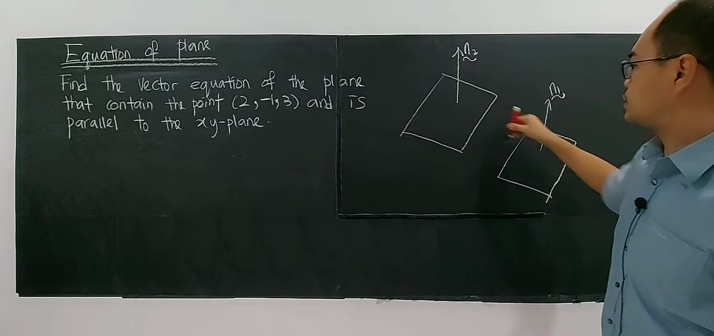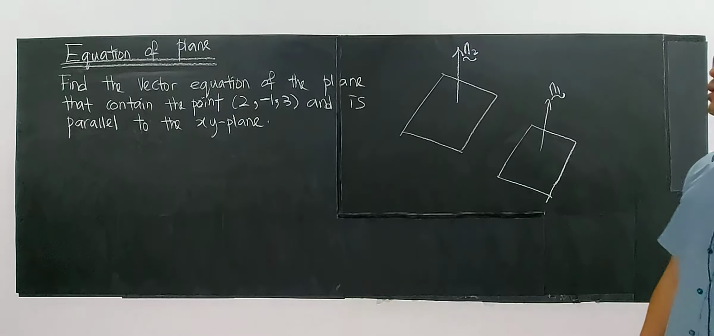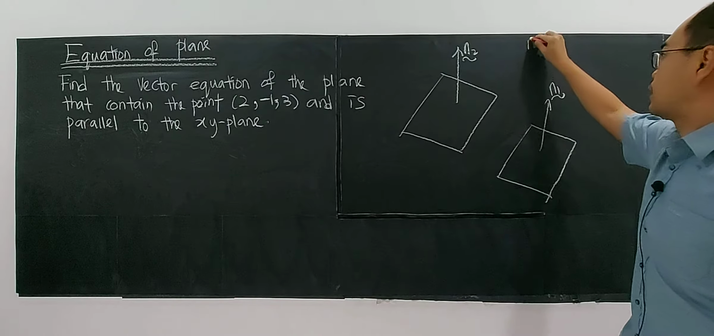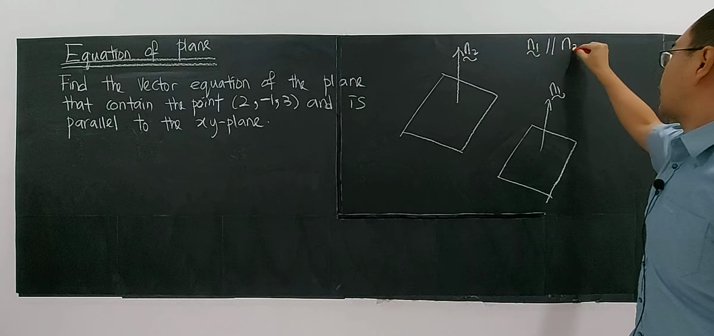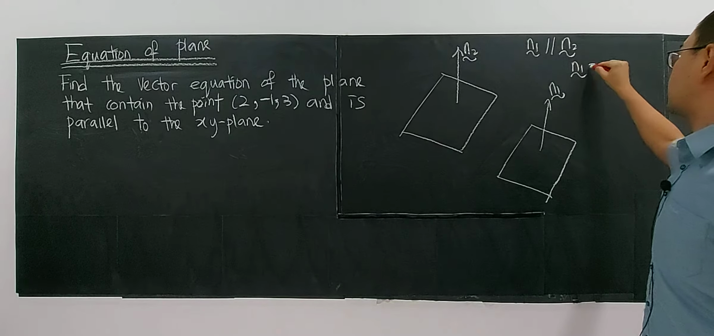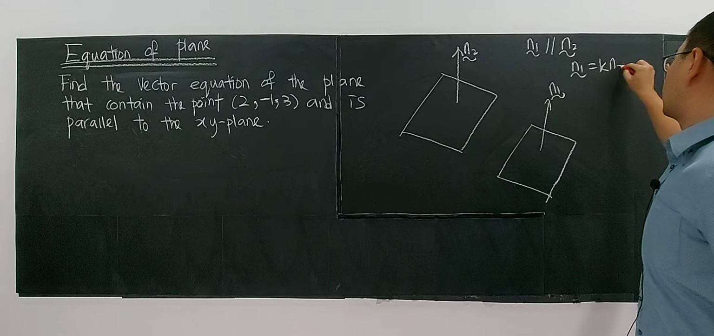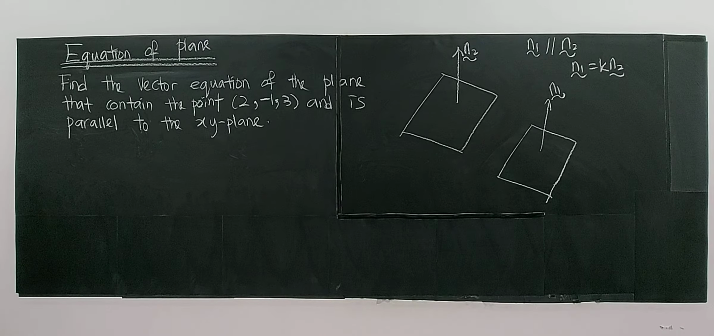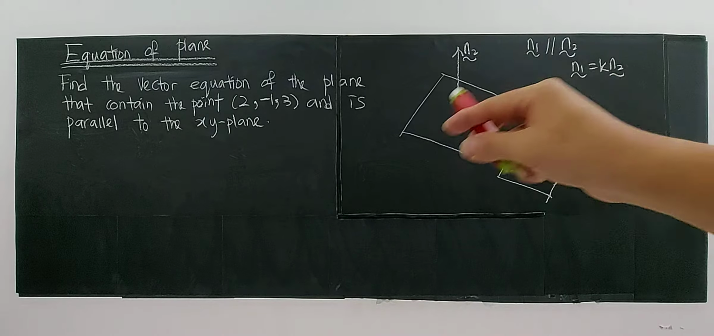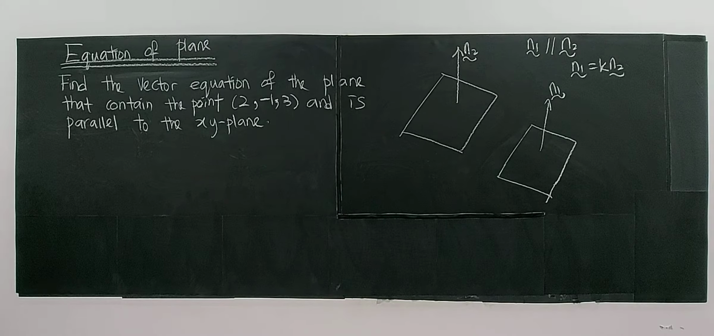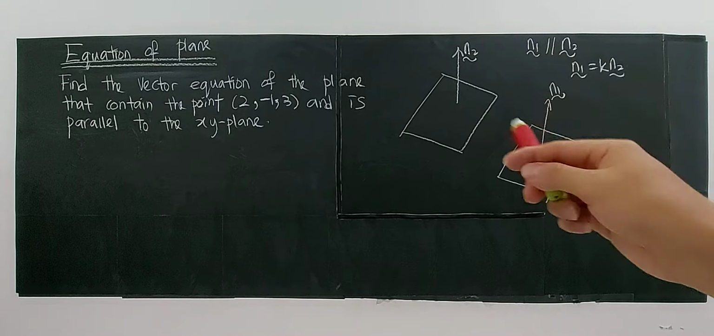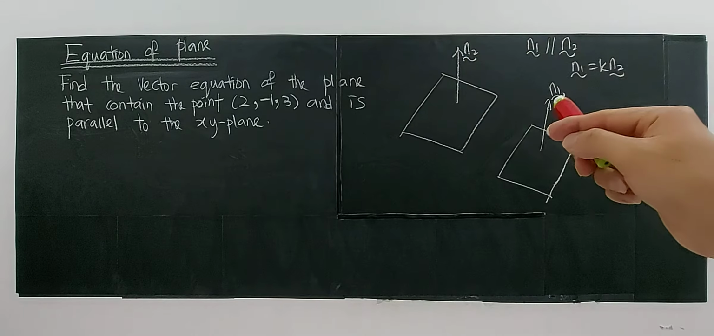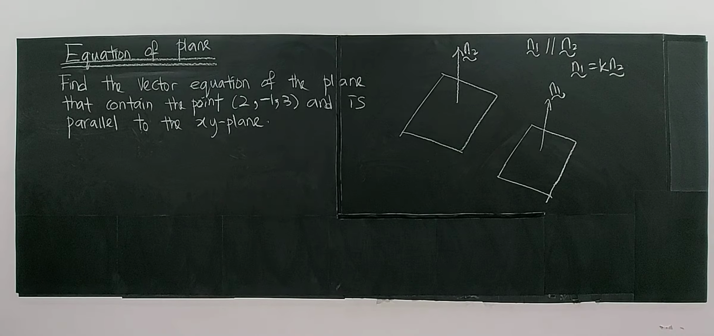Because these planes have the same direction, or we say they are parallel, we can say that n1 is parallel to n2, or we can write that n1 is a scalar multiple of the vector n2. Then this shows that these two planes are parallel. Or n2 is a multiple of vector n1. So this is called parallel.